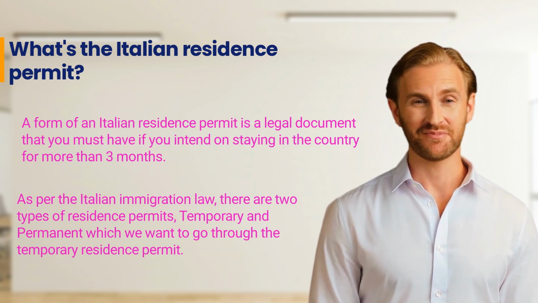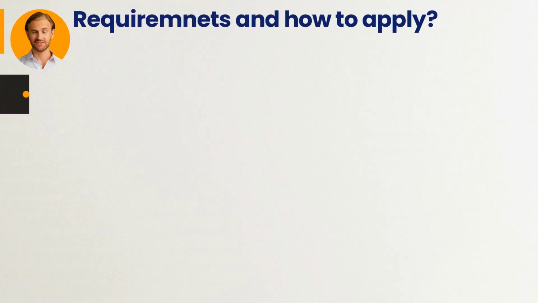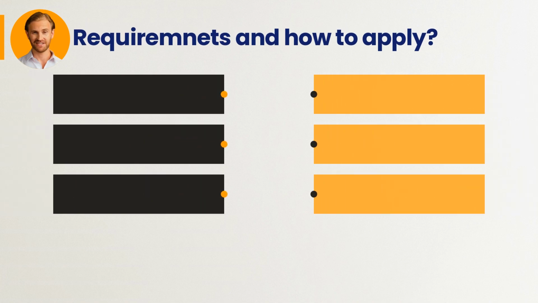As per the Italian immigration law, there are two types of residence permits, temporary and permanent, and we want to go through the temporary residence permit. If you're a non-EU citizen intending on spending more than 90 days in Italy, you must obtain a temporary residence permit within 8 days of your arrival in the country.